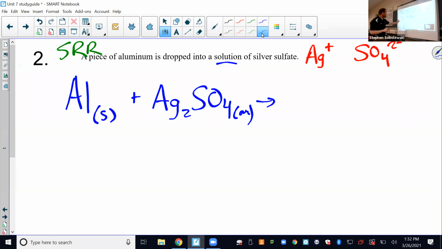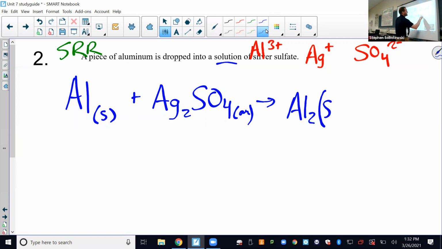Now what you can't do is blindly grab the Al and stick it next to the SO4 and say AlSO4, because AlSO4 does not exist. It cannot exist in a 1-to-1 ratio. Well, what is aluminum sulfate? So aluminum has a charge of Al3 plus. Sulfate has a charge of SO4 2 minus. So aluminum sulfate is going to be Al2(SO4)3.